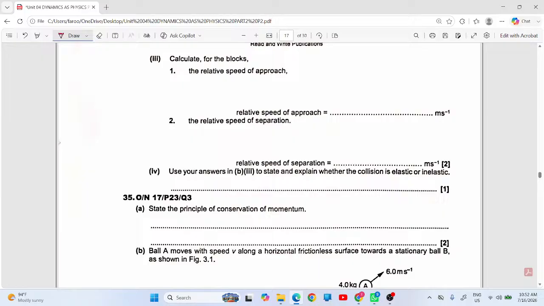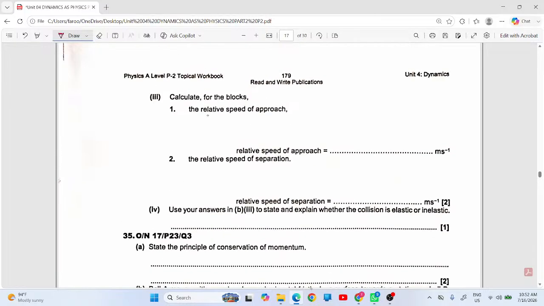Next is calculate for the block the relative speed of approach. The relative speed of approach, if you remember, is u1 minus u2. So u1 is 0.4 minus u2 is minus 0.25. So relative speed of approach is 0.4 plus 0.25, 0.65. They are moving towards each other.